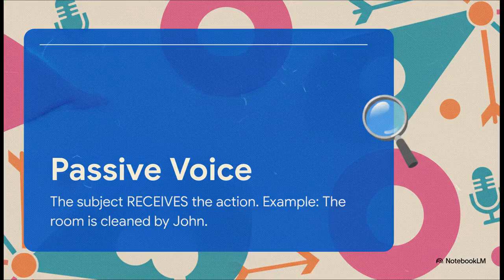Now, let's just flip that around. With the passive voice, the subject just sits back and receives the action. In "The room is cleaned by John," the room is now our subject. It's not doing anything, right? It's having something done to it. And just like that, our focus, our spotlight, moves from John over to the room.